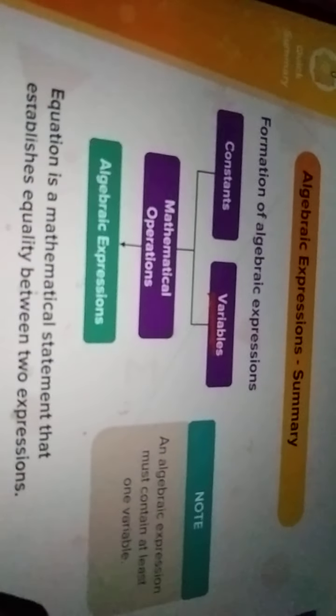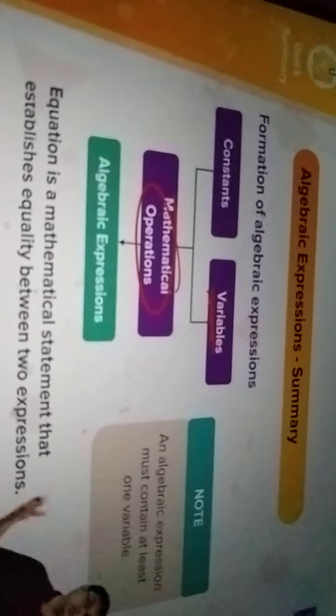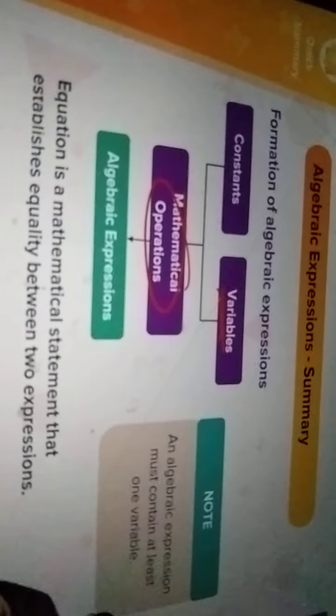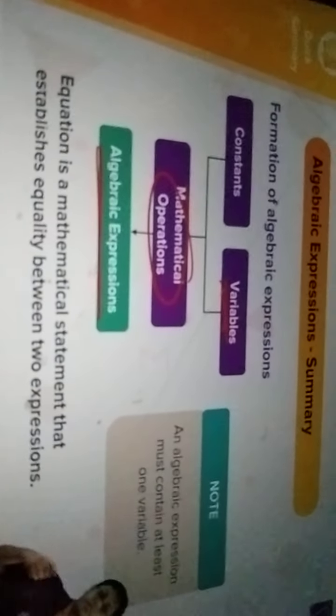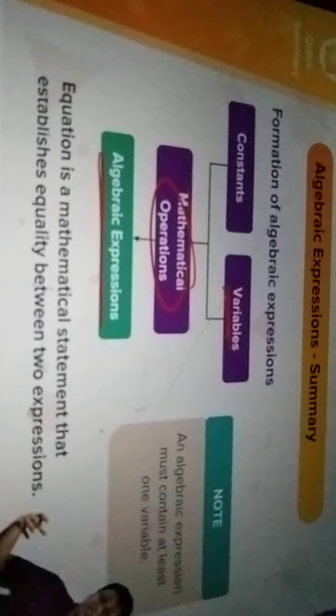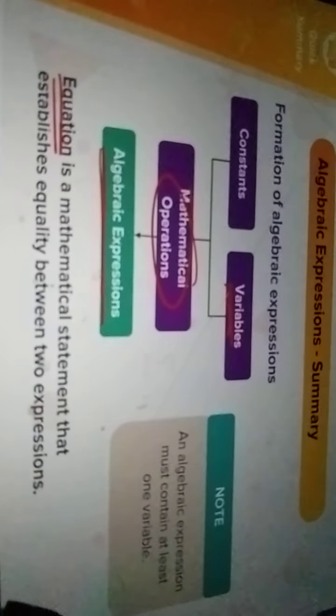Brilliant. Now you put variables and constants together with mathematical operators. What you get is an algebraic expression. Now if you use an equal to sign on an algebraic expression, or you equate two algebraic expressions, what you basically get is an equation.